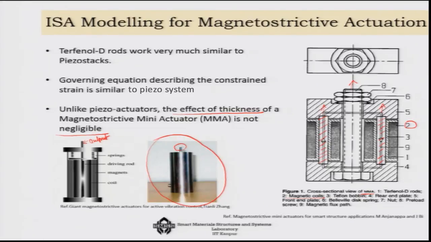So, these two forces are basically going to push this system in the upward direction, and this whole system is fitted with a Belleville spring in order to give us more or less a linear actuation system. So, that is the point we have to keep in our mind when we will be designing or modeling magnetostrictive actuation.